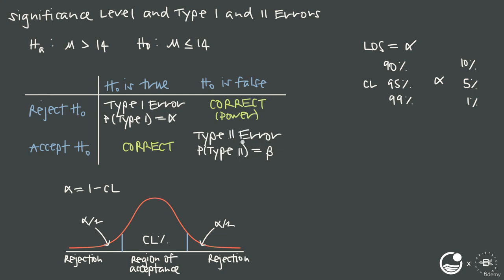So as alpha increases, beta decreases and vice versa. And in fact, the only way to decrease the probability of committing both errors at the same time will be to increase our sample size, which again is not always possible. So we're always balancing these two risks against each other, alpha and beta, unless we can increase our sample size, in which case we'll be able to reduce the risk of committing a type 1 error and reduce the risk of committing a type 2 error at the same time.